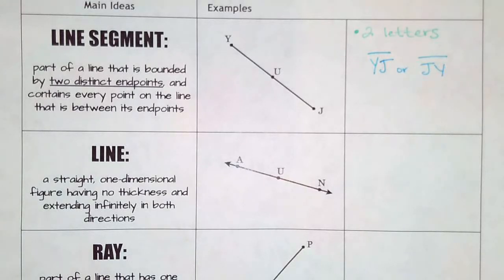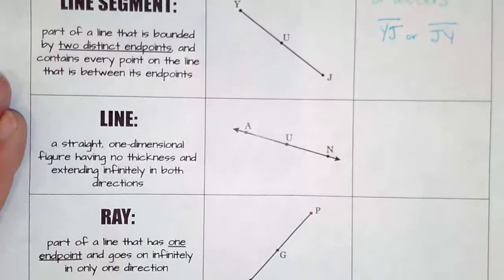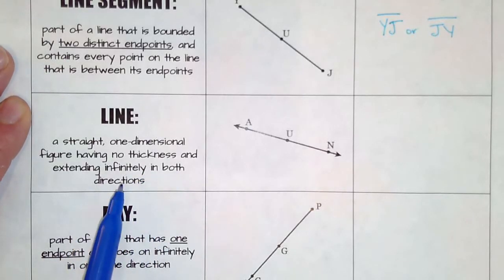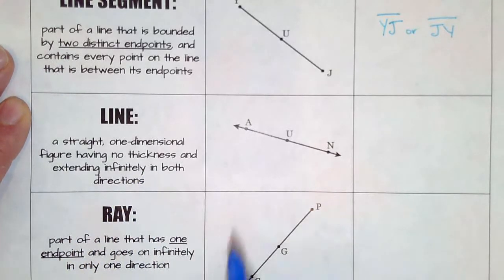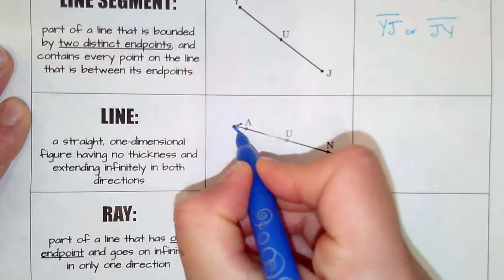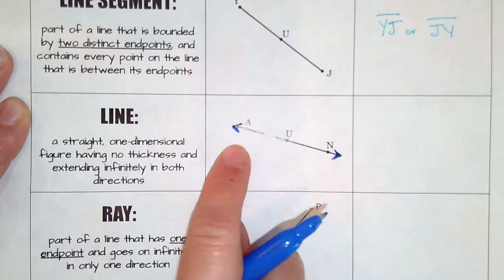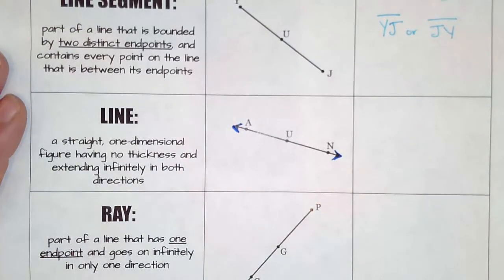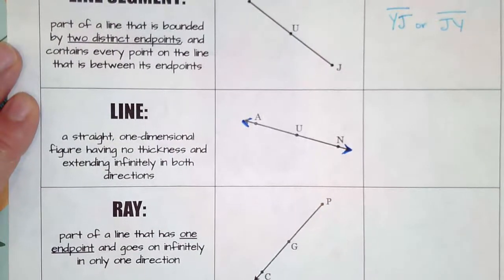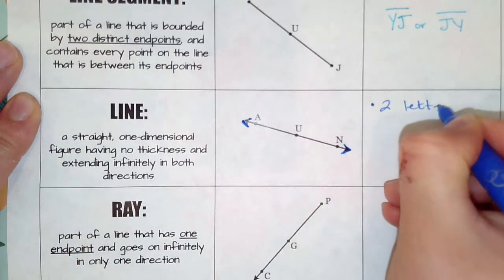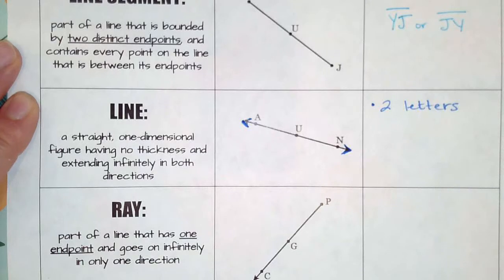Okay, next one is a line. So it's not a segment, it's a line. It's a straight, one-dimensional figure having no thickness, and it extends infinitely in both directions. So that's what these arrows on the ends mean here, is that it will keep going forever and ever in both directions. Okay, so again, we have to name it with two letters, because one letter is really just representing a point.